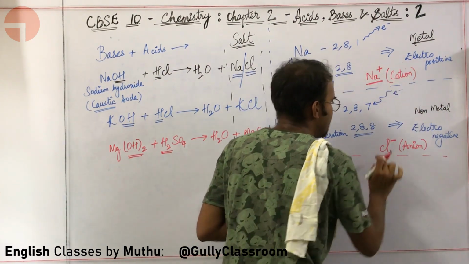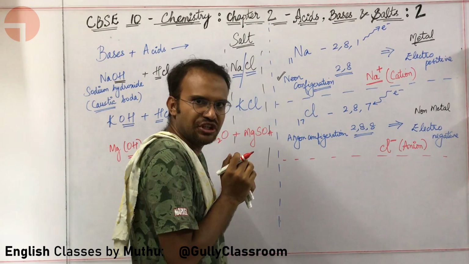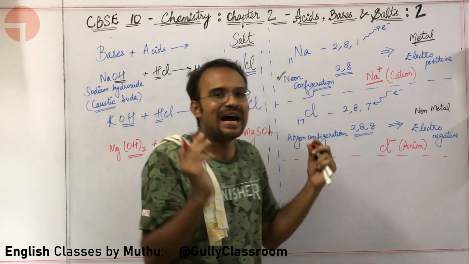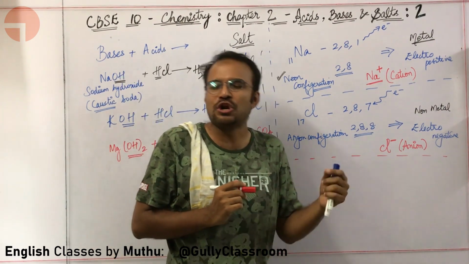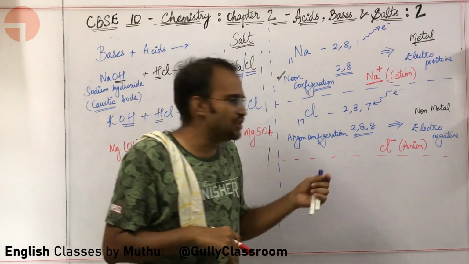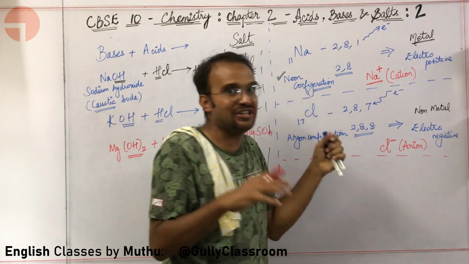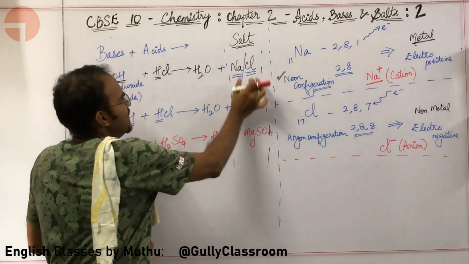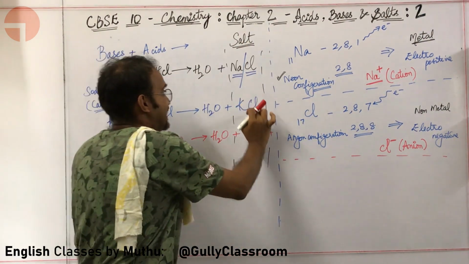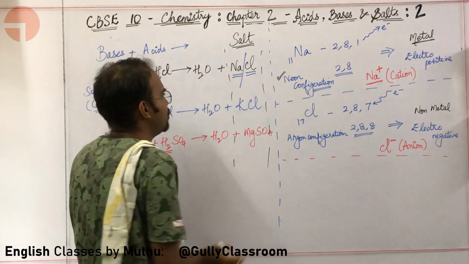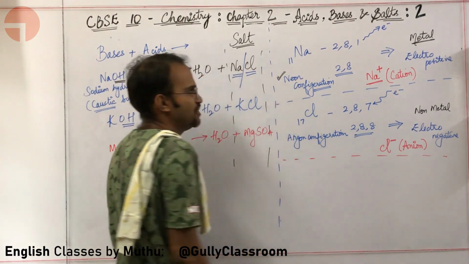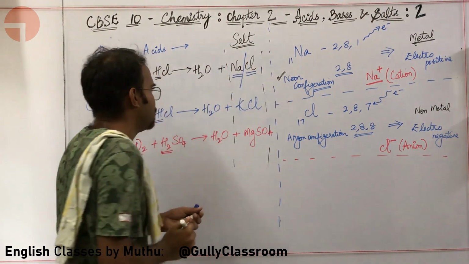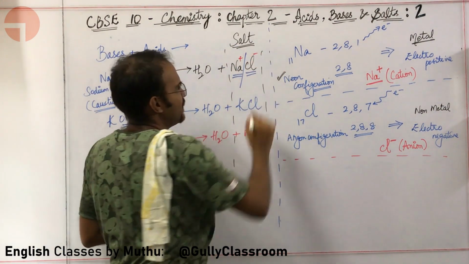This positive ion and negative ion join with each other due to their force of attraction. We have studied in lower classes, haven't we? A positive charge and a negative charge attract each other. So this attraction is forming a bond. This is basically a salt. Each and every salt can be broken into a positive ion and a negative ion.